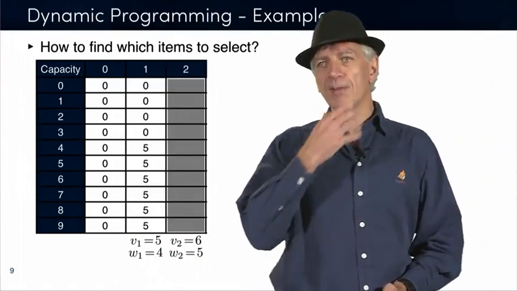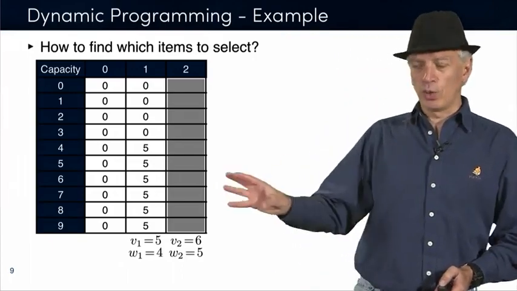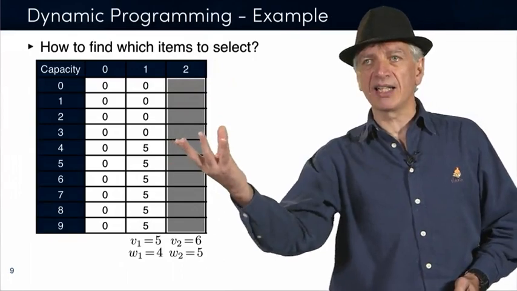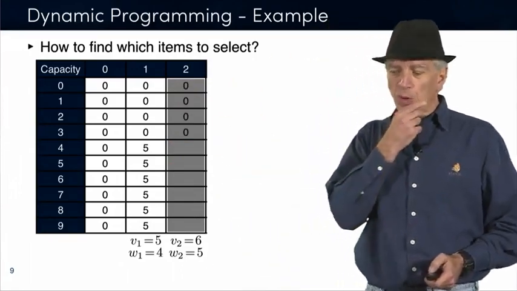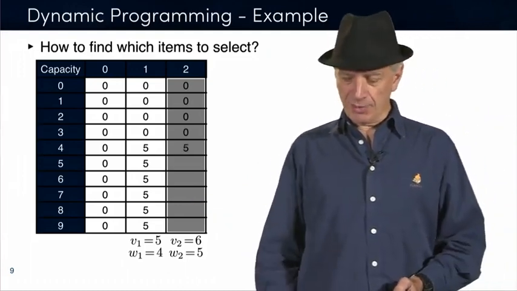Now let's look at what happens if we have 2 items. We get a new item there. Its value is 6, and its weight is 5. Okay? And once again, until you get one item that can fit in the knapsack, you get nothing. So initially you get all these zeros. And then you get to the point where the capacity is 4. When the capacity is 4, you can get the first item. So you get a 5.